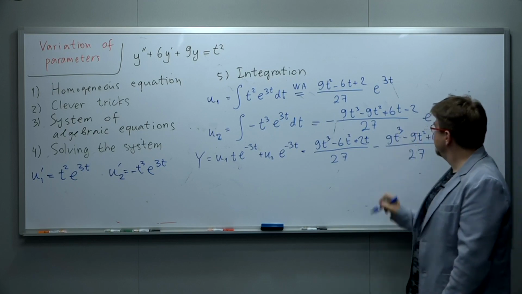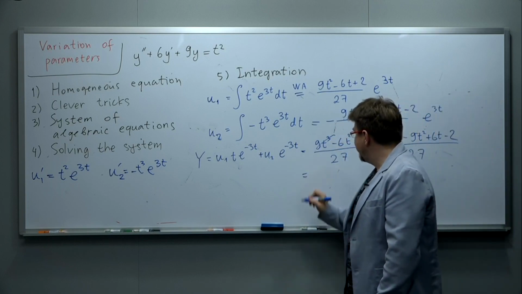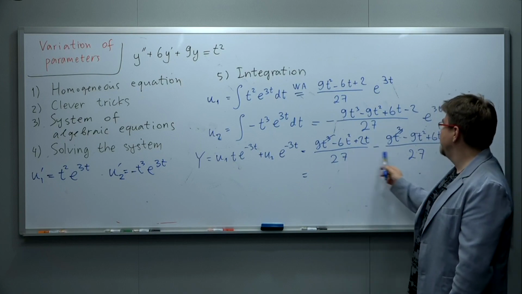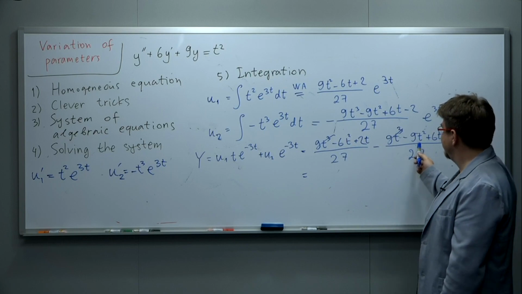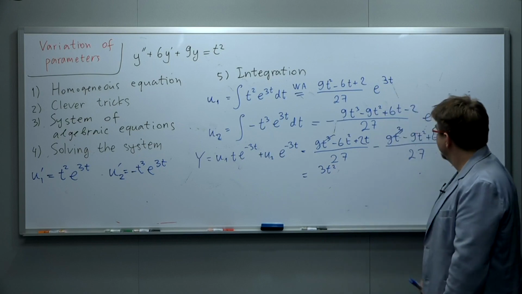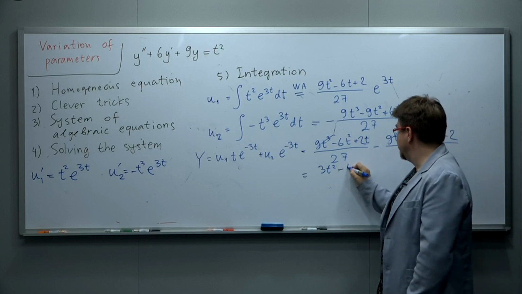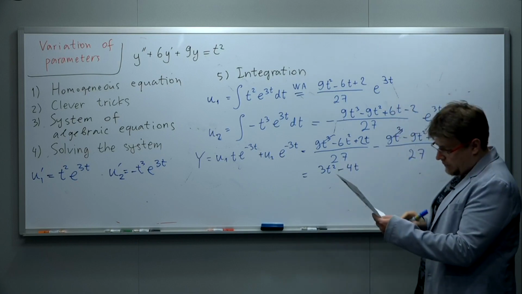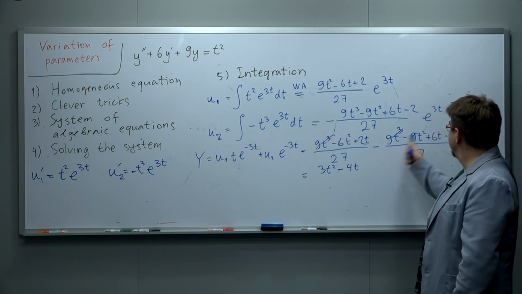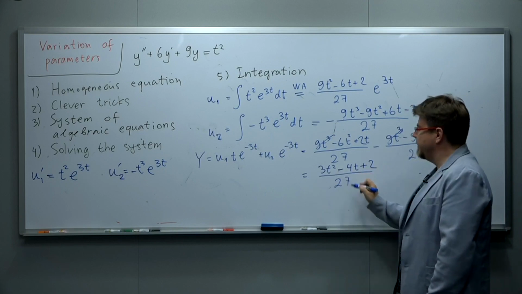Well, 9t cubed cancels out, so it is not as bad. Okay, so then we have minus 6t squared plus 9t squared, so this becomes 3t squared, plus 2t minus 6t, so minus 4t. I hope I'm getting it right. Yeah, and minus 2 is just plus 2 over 27.